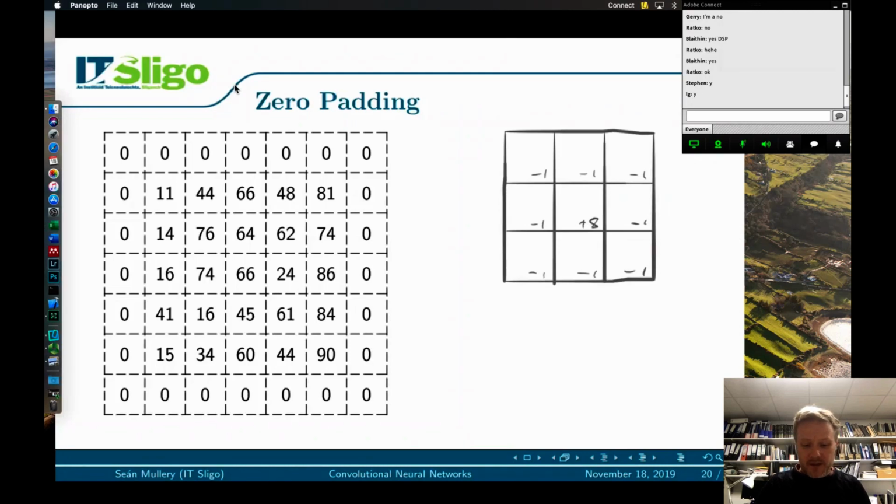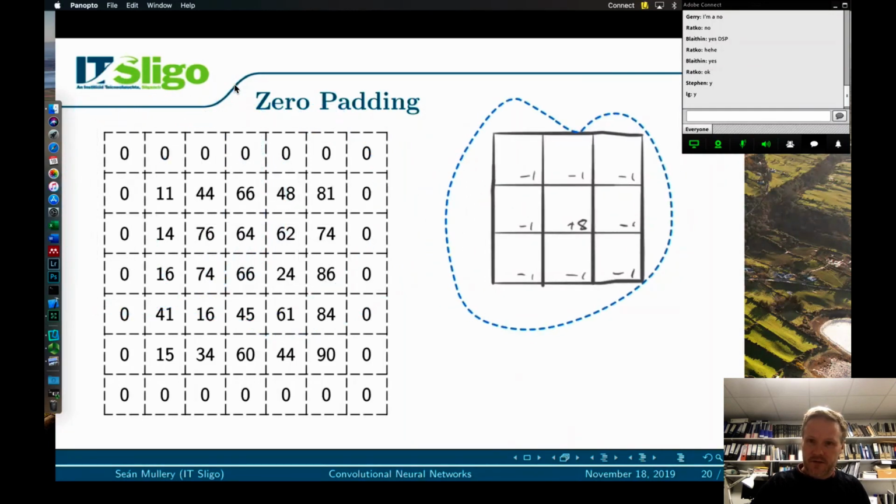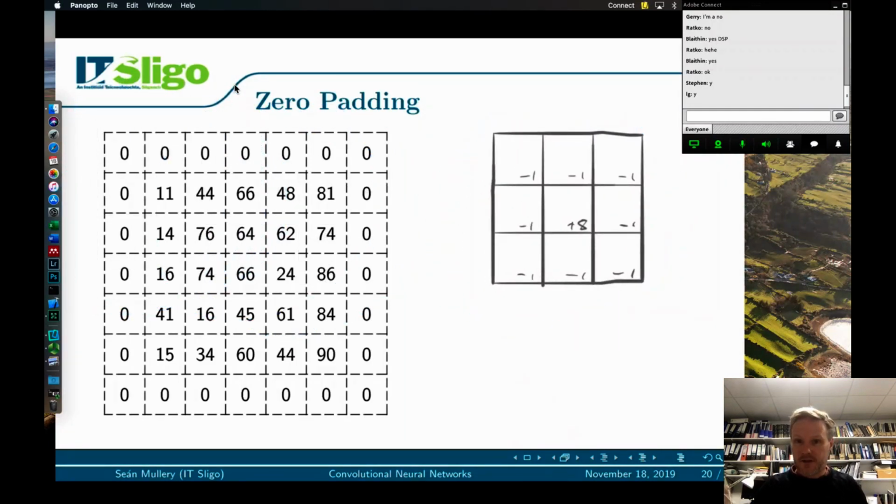So this is zero padding. This is the example that we have here for the 3 by 3 case. As I say, with 5 by 5, we'd have to put another set of zeros around this in order to make this work and have the same size of output set of activations as the input.